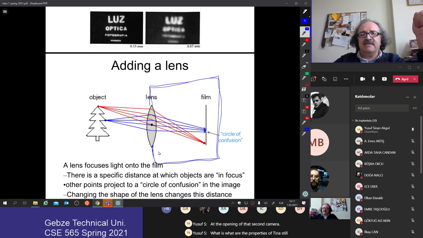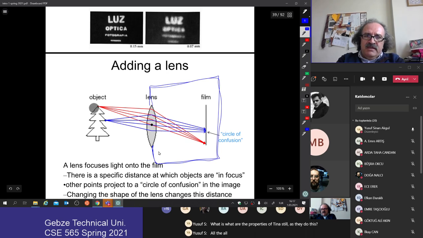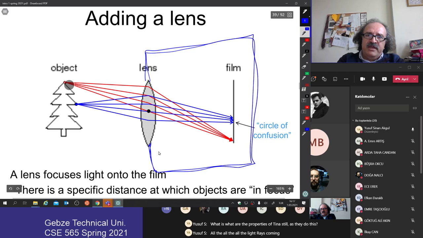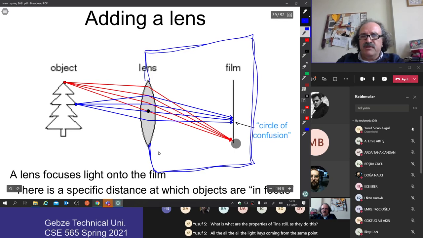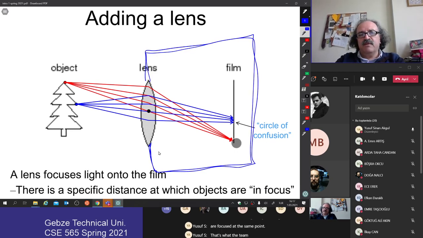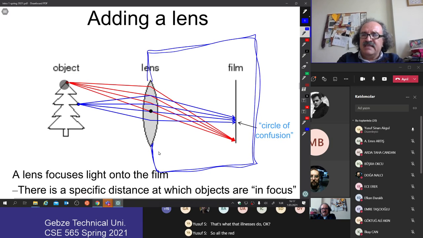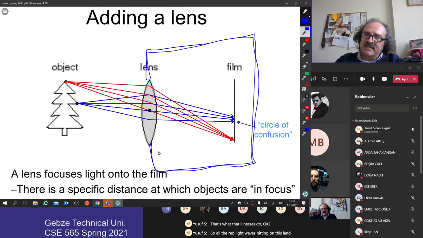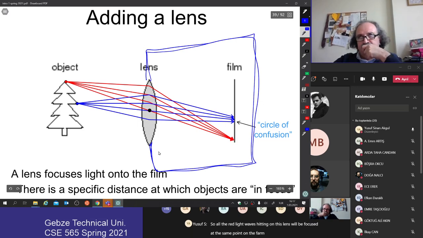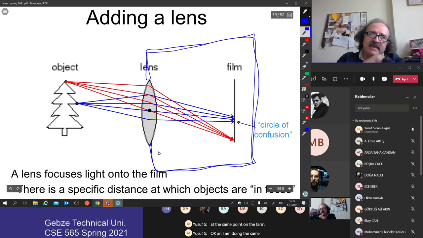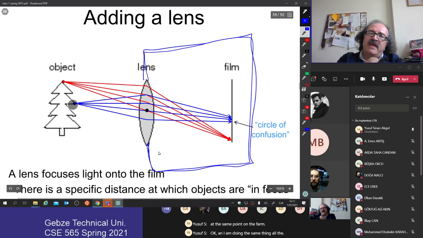Thin lenses, they do this. All the light rays coming from the same point are focused at the same point. That's what the thin lenses do. Okay. So all the red light waves hitting this lens will be focused at the same point on the film. Okay. And I am doing the same thing. All the blue light waves, they will be focused at the same point.